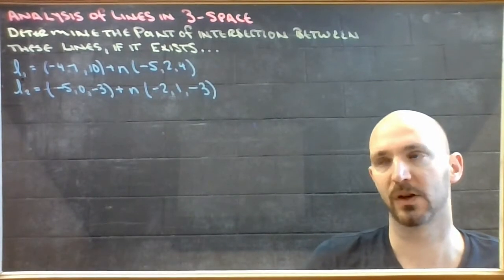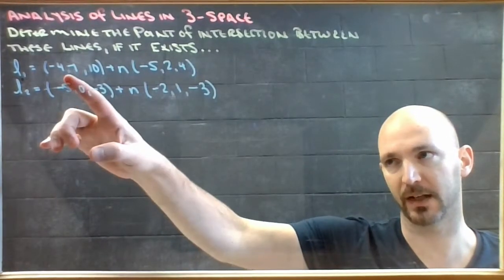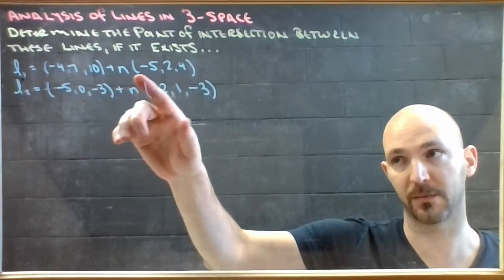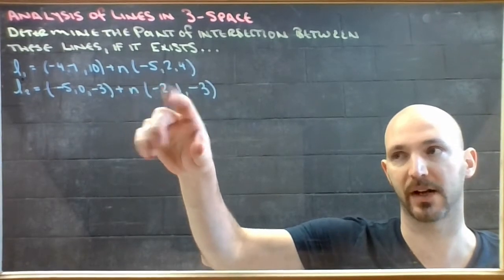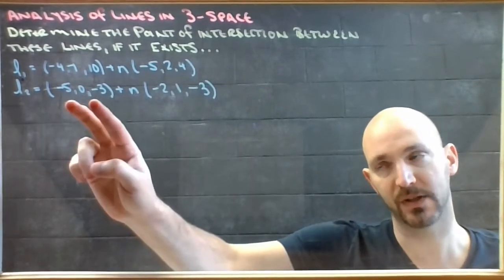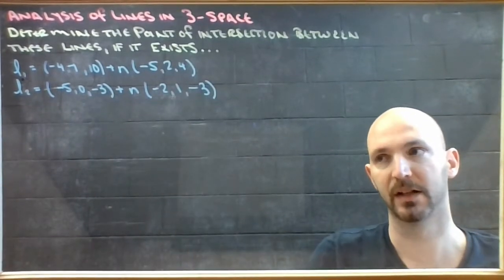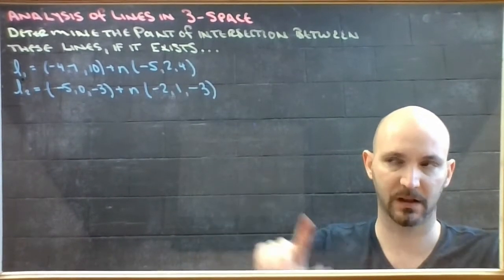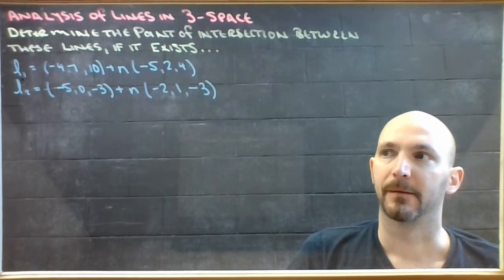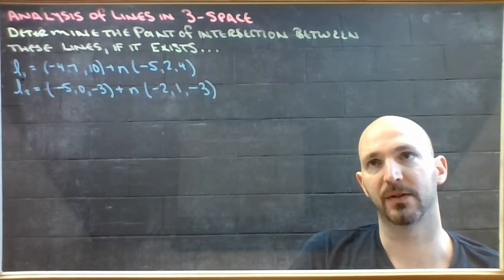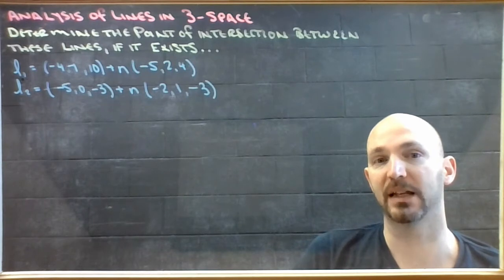Okay, so I have line 1 starting at this particular location and then jumping as many times as you like along this vector. And I have line 2 starting in this location and jumping as many times as you like on this vector. And I want to know if they cross. So notice it says determine the point of intersection between these lines if it exists.